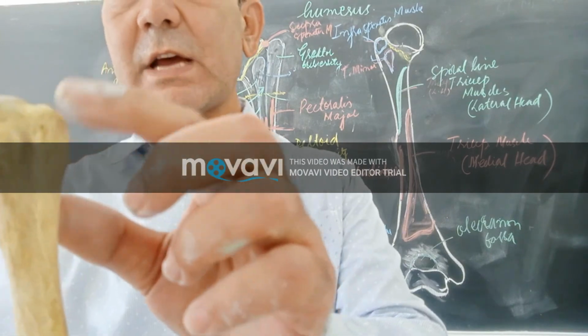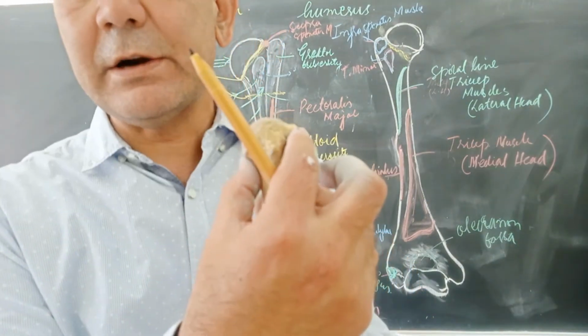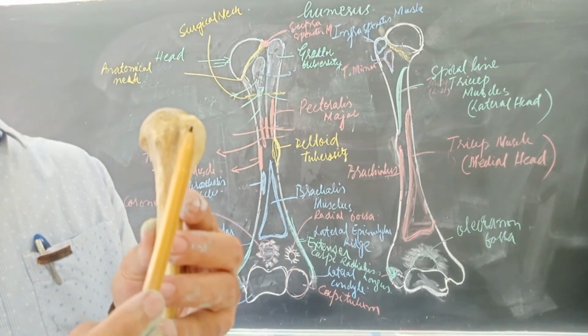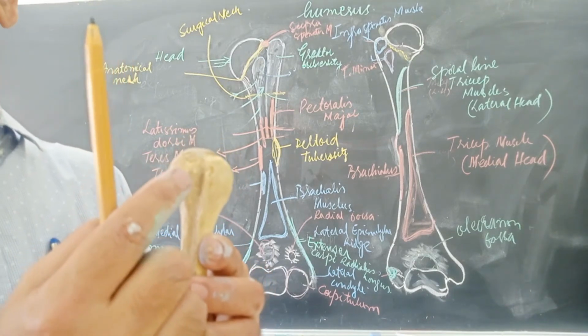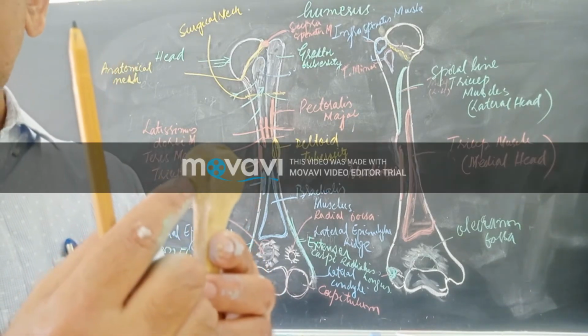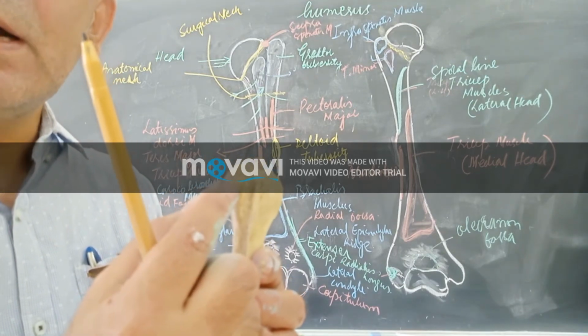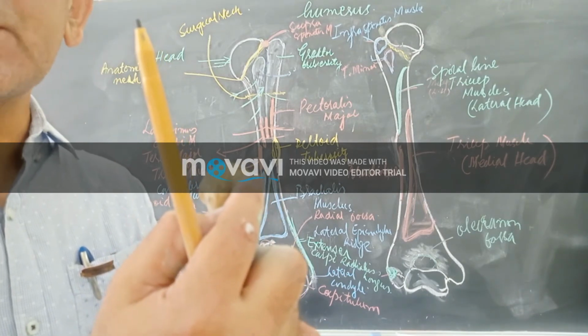Just at the lateral side is the greater tuberosity. If you see on the lateral side, the greater tuberosity is here. This is called the greater tuberosity. On the anterior side is the lesser tubercle. This is called the lesser tuberosity. And this is the greater tuberosity.